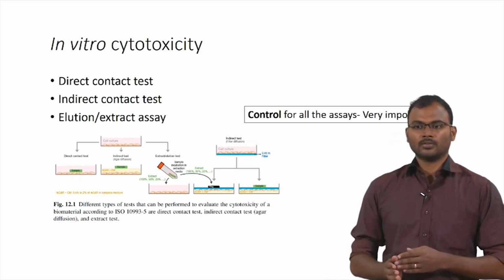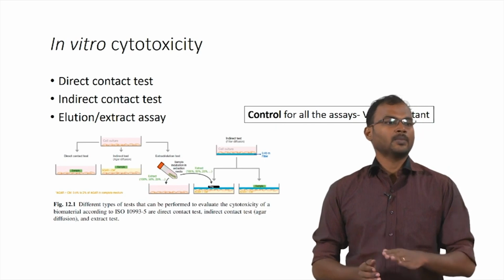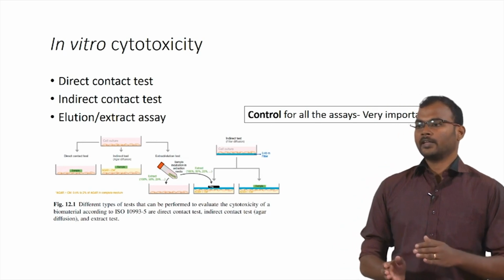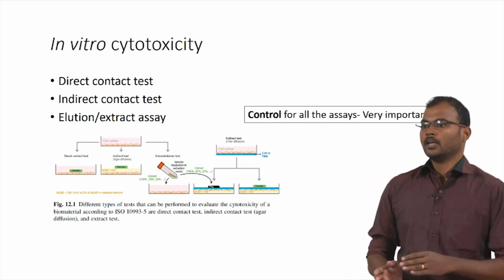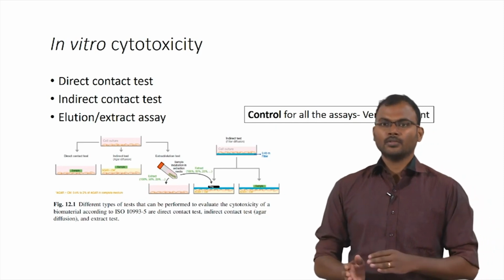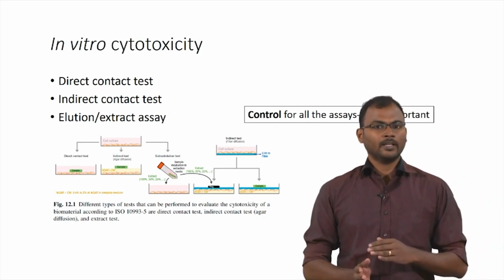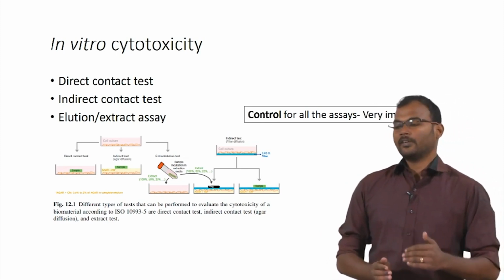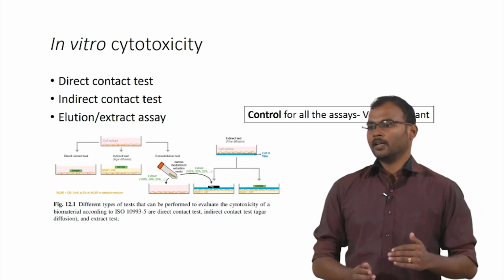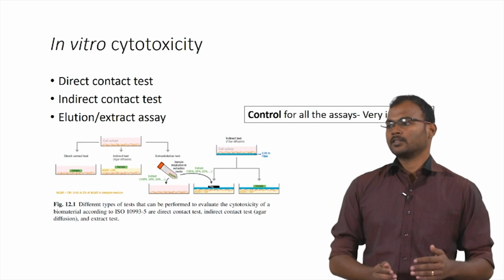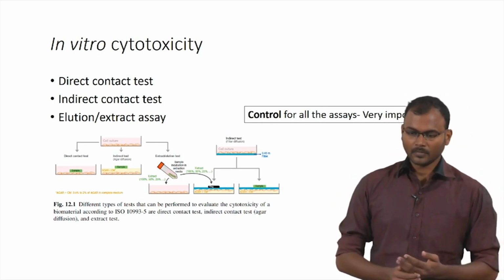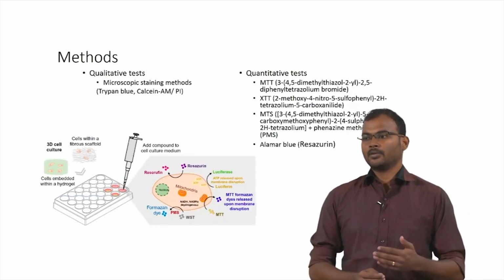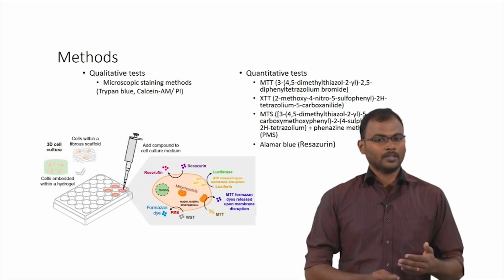There will be a positive control also. The positive control will have a maximum killing effect on the cells. Based on that range, you can decide whether your material is cytotoxic or not. Usually, according to literature, if your material causes more than a 70 percent decrease in cell viability, then your material is not suitable for the biological application.